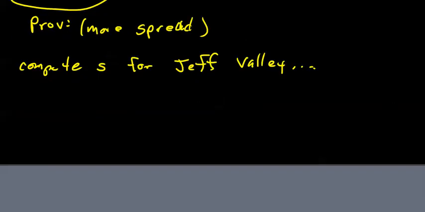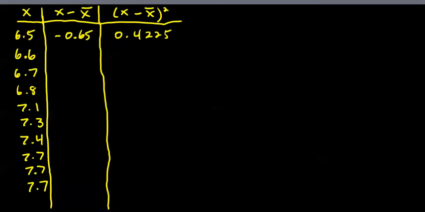Let me get a fresh screen here. Alright, give me a minute here. I'm going to pause this. Alright, what I've done is made a 3-column table and listed all the values of waiting times for the Jefferson Valley Bank. And I'm going to fill in the columns x minus x bar and x minus x bar squared as I did in the previous example. And then stuff those needed values into the standard deviation formula.